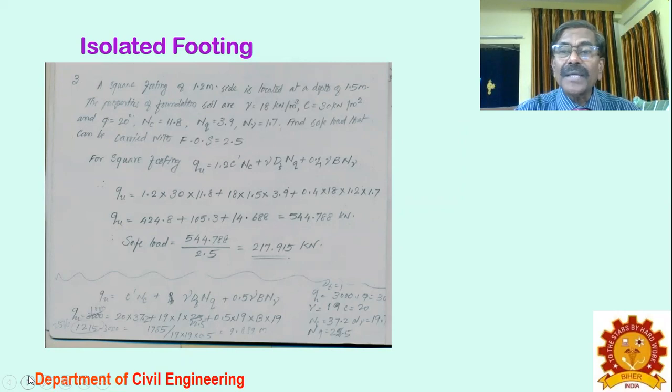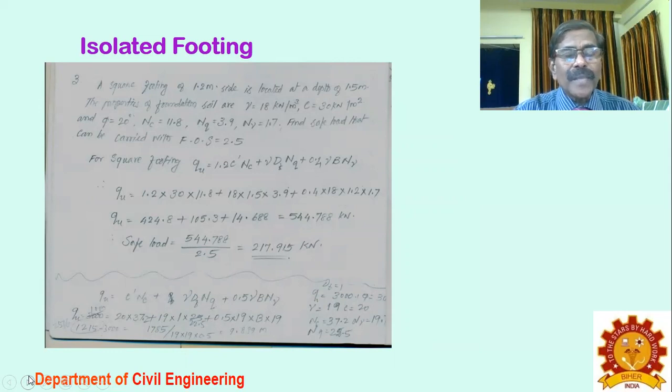Previously, we were not applying factors of safety in this problem. Now, the safe load is being asked in this problem specifically to understand the application of the factor of safety over and above the ultimate bearing capacity of the soil.